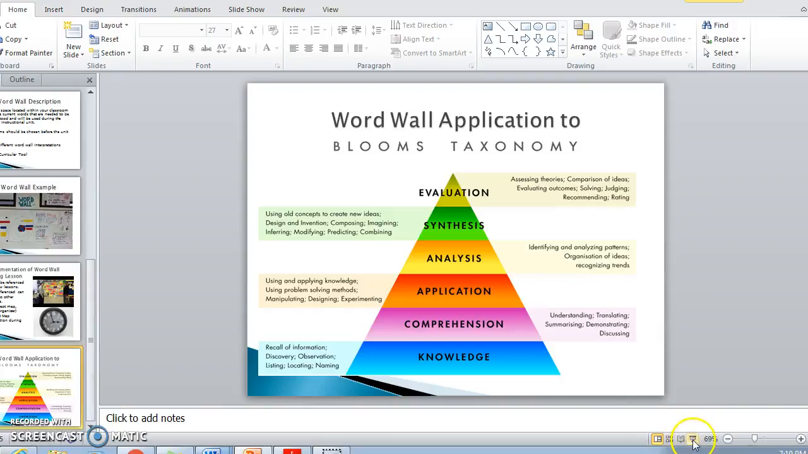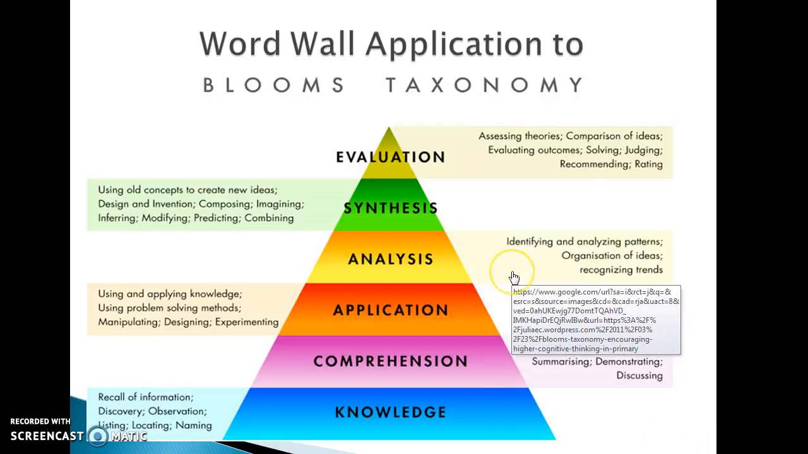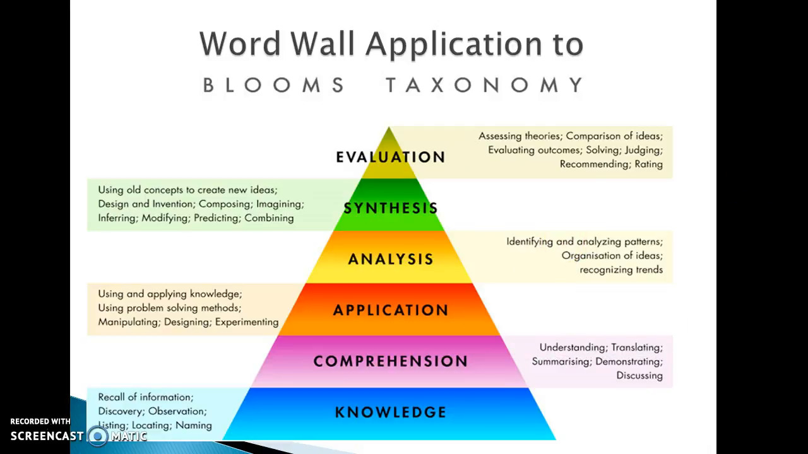Okay, so when talking about concept map, word wall applications, and an activity that I use from the word wall, the concept map, talking about Bloom's taxonomy and higher levels of thinking, definitely the concept map activity hits the synthesis portion of Bloom's taxonomy. Students are able to create new ideas, they're able to infer, they're able to modify, and they're able to combine how a central term links or is related to the main term in the unit.